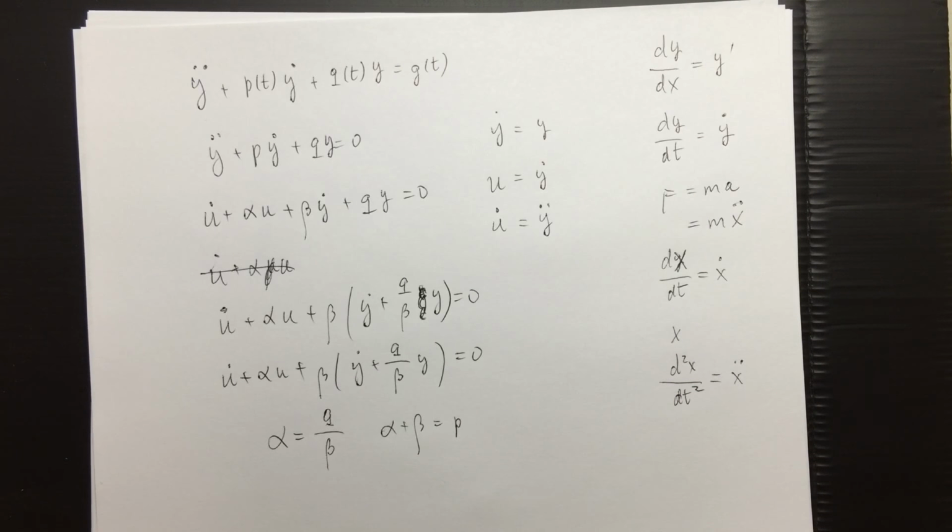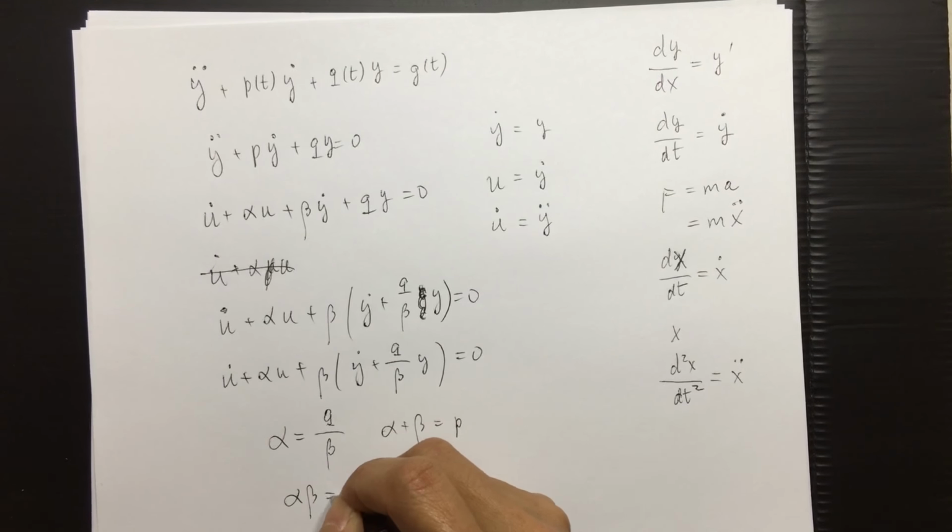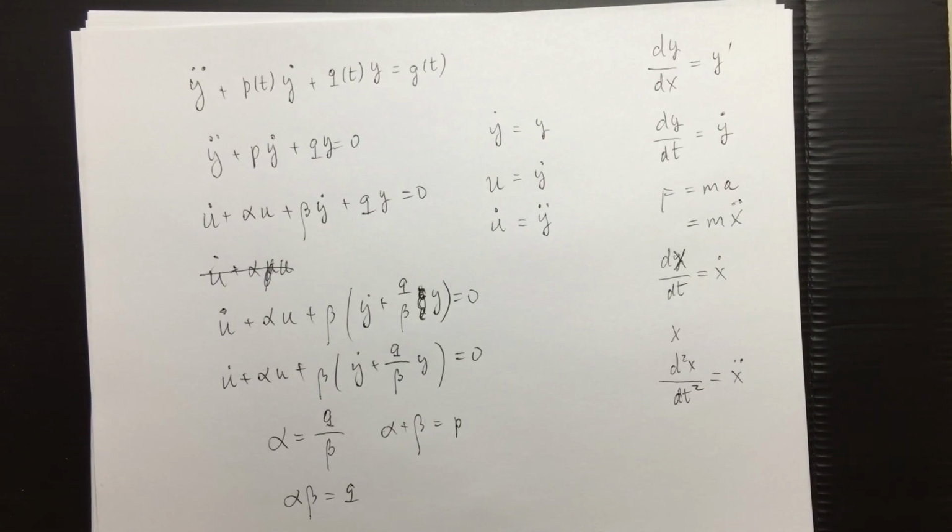This uniquely determines alpha and beta. Right? Yeah. Now, take a look at this. Alpha beta equals Q. Right? Alpha plus beta equals P. Yeah. Does it look familiar?